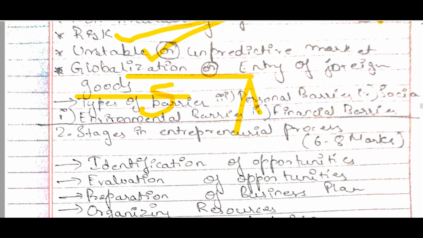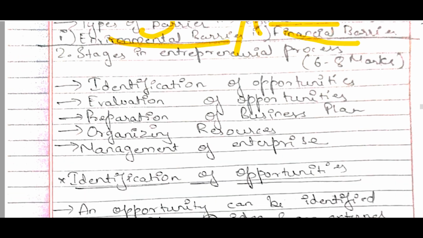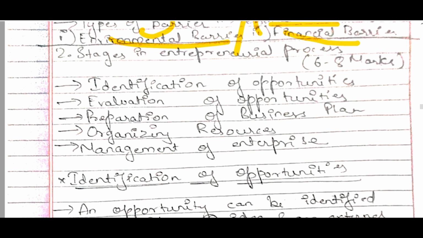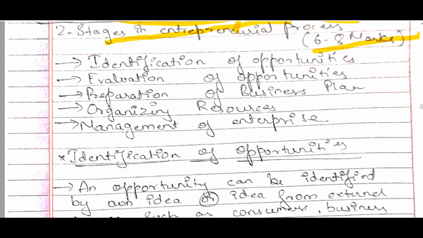Types of barriers. There are personal barrier, social barrier, environmental barrier, and financial barrier. These are the first four important points you have to mention definitely in the exam paper when barriers come in the question. Personal barrier, social barrier, environmental barrier, financial barrier. They will not ask to elaborate. They will only ask what are the types of barrier. Stages in the entrepreneurial process. These are the stages. They can be asked for 6 to 8 marks.